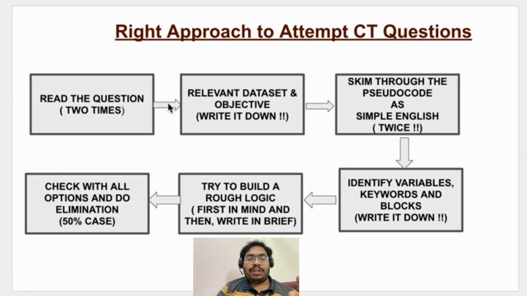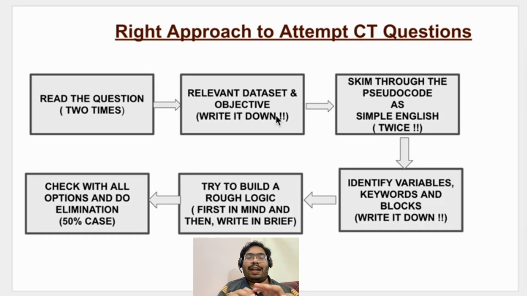Once you read the question, try to find the relevant data set. In most cases in computational thinking, you will see some data set associated with it. Once you find the data set, you will be able to relate to it much more. For example, you will see a scores data set and think, I've seen this in the lecture, yes, this data set I know. And then look for the objective, what you need to find, what the question is telling you to find, and just write it down briefly in your own easy to understand language.